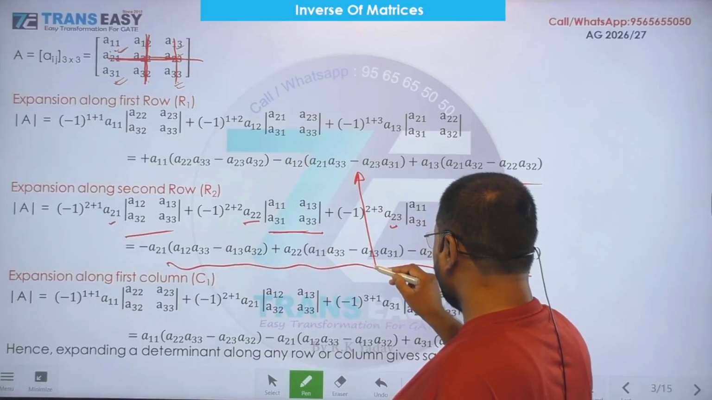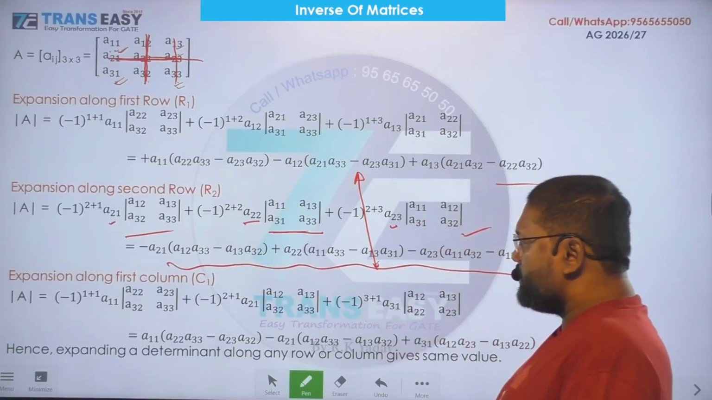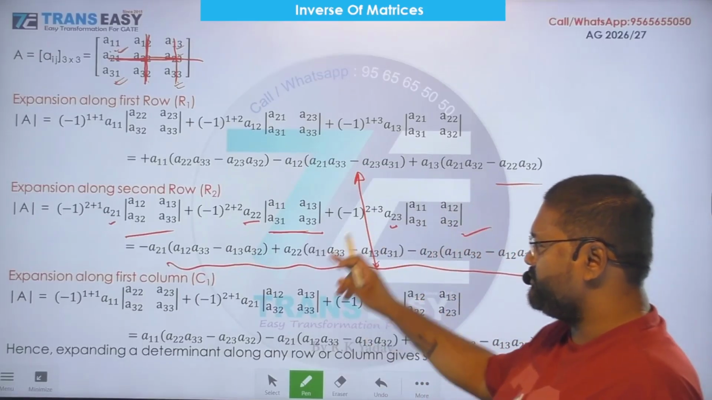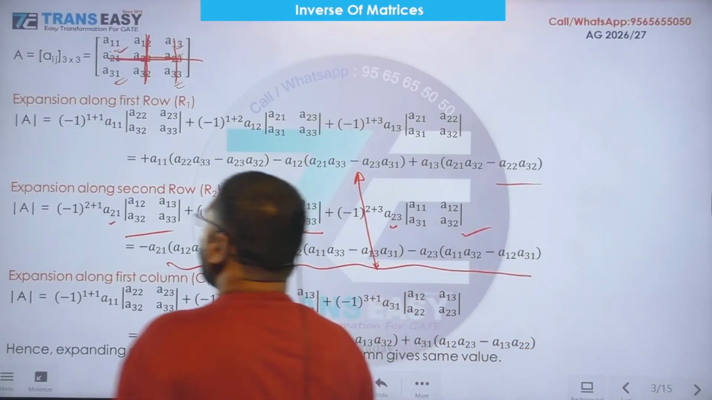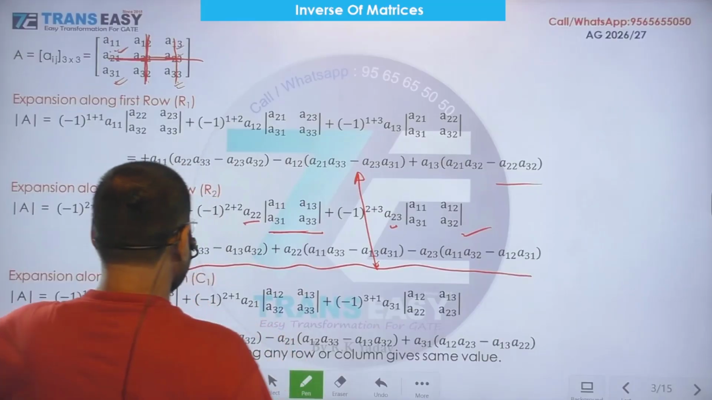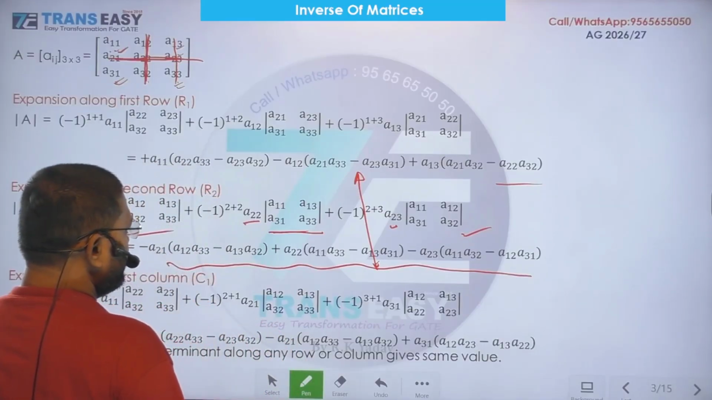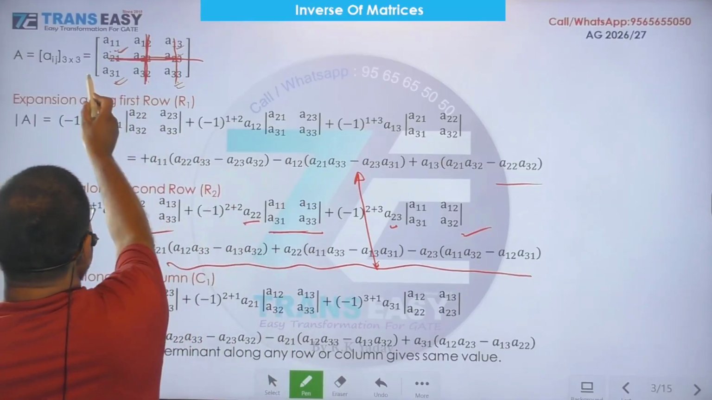Both are same, if you check properly, both are same. Similarly, the same determinant value can be obtained by expansion along third row.